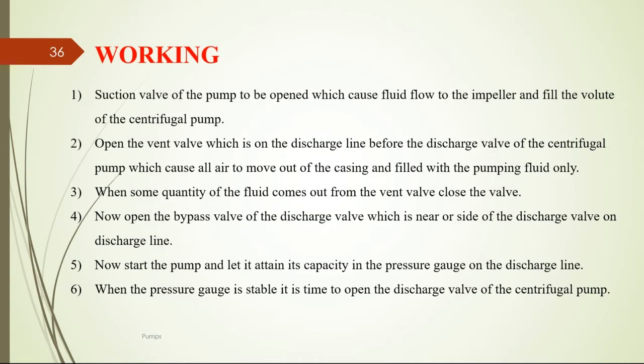Now open the bypass valve of the discharge valve, which is near or on the side of the discharge valve on the discharge line. Now start the pump and let it attain its capacity in the pressure gauge on the discharge line. When the pressure gauge is stable, it is time to open the discharge valve of the centrifugal pump.